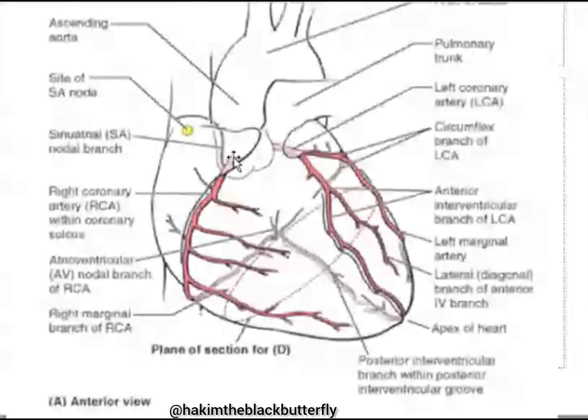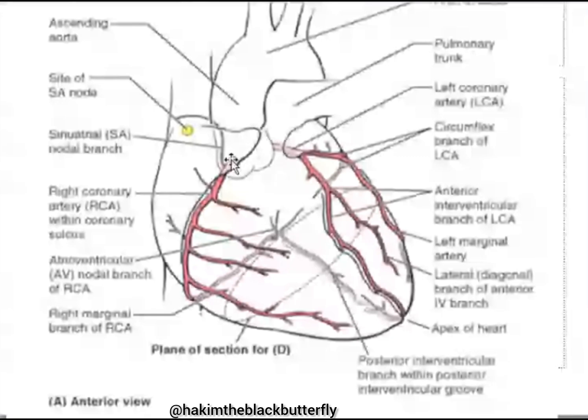Now, after it has originated from the aorta and has entered the atrioventricular groove, it begins giving off branches, and most of the branches are given off to the right atrium and the right ventricle. So let us look at the branches.